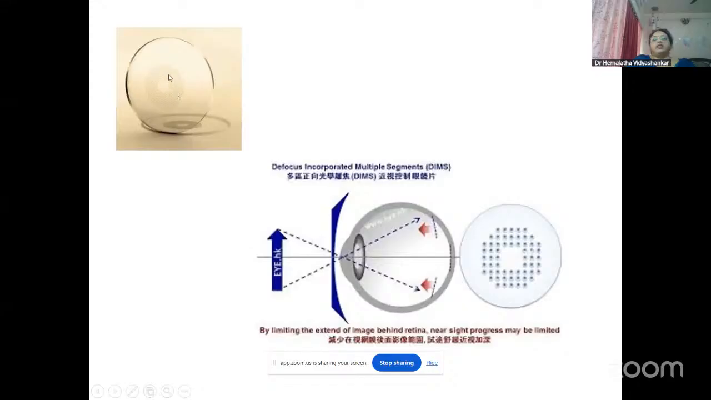designed to slow down the progression of myopia. In the picture, we can see that the central portion, so this centermost portion is where we'll have a clear vision, and these lenslets cause a peripheral defocus, and hence they prevent myopia progression.